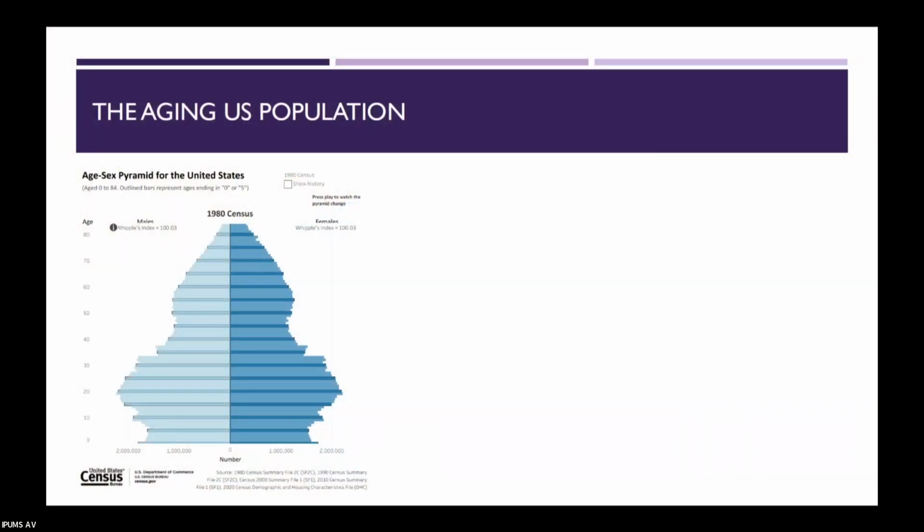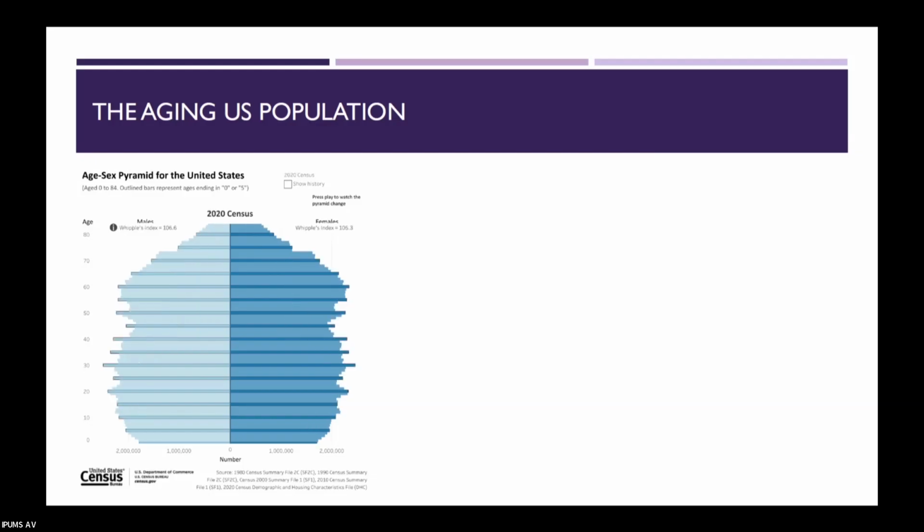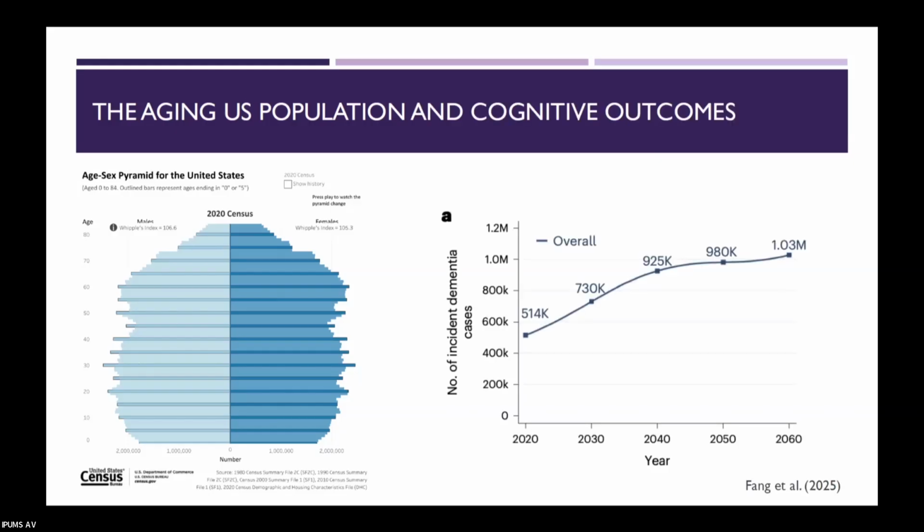I'm not going to spend too much time talking about it. I think everybody knows that there is an aging population in the US. The population pyramid is pretty dramatic. And this is of increased concern because there's projected double the amount of dementia cases looking forward into 2060, which poses a huge public health burden and also just quality of life issue.